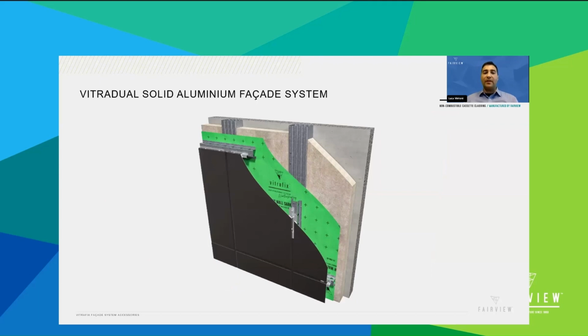Among the metal family of products, we can find Vitradril. Vitradril is a solid 3 mm aluminum product used for cassette panels. It's non-combustible, suitable for type A and B construction, and available as PVDF or FEV panels. So it's a pre-finished product that can be easily used for a cassette panel system.